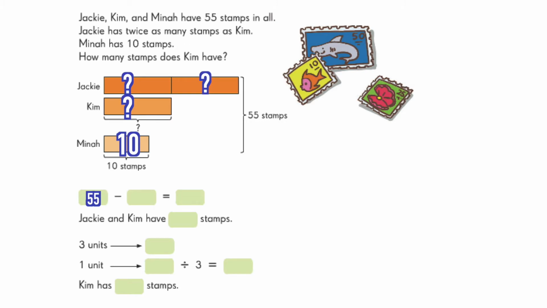From there, students realize they can take 10 away from the 55, because we know what Mina has. She's not a mystery. Then we look at Kim and Jackie, who has 2 blocks, and Kim has 1. After we subtract 10, we know we have 45 stamps left for 3 boxes. Then the students realize, oh, I have 45 evenly distributed amongst 3 boxes. Then they can realize that is a division problem because they're sharing things evenly among 3 boxes. They would do 45 divided by 3. They would realize that was 15.